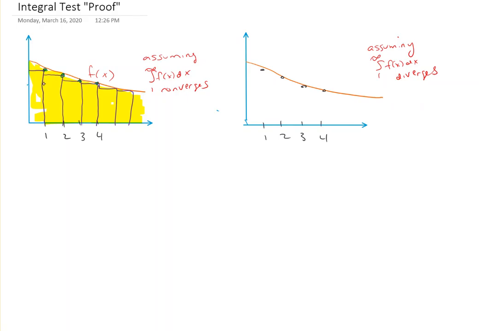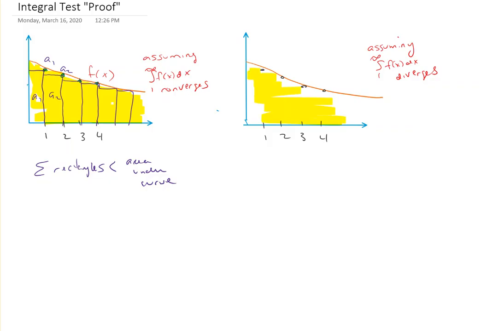because each rectangle, we call this A1. If this is A1, this rectangle is A1. If we call this value here A2, this rectangle is A2. So the sum of the rectangles must be less than this area under the curve. So therefore, if the area under the red curve converges, so must the area of the rectangles. And now, vice versa, we could do the same thing over here.